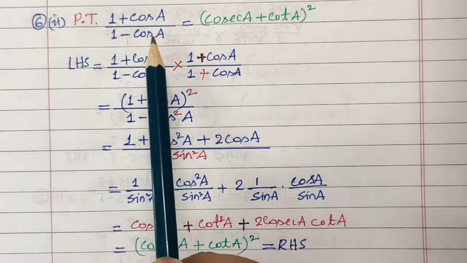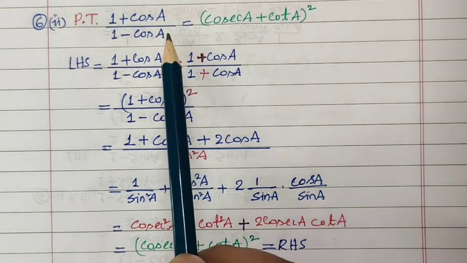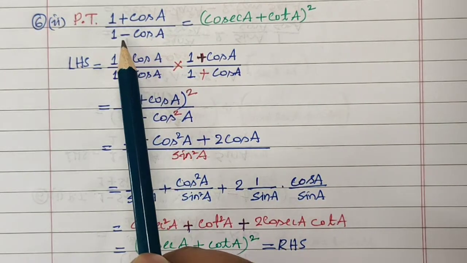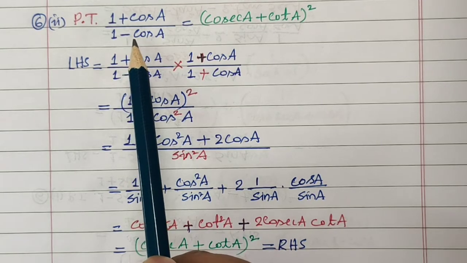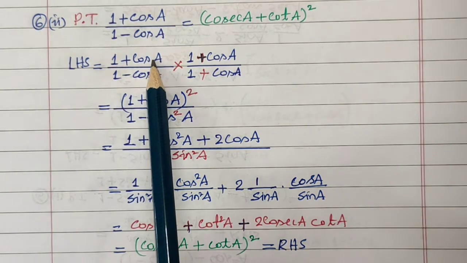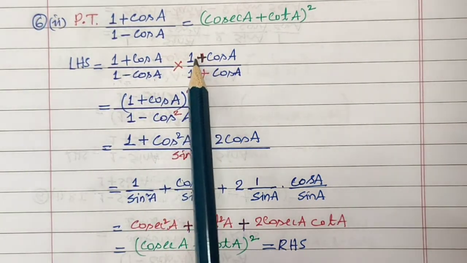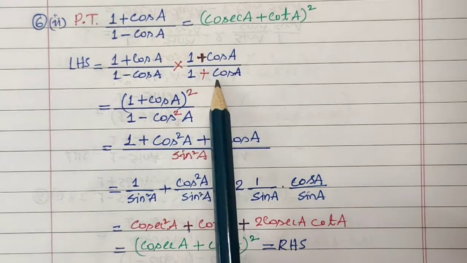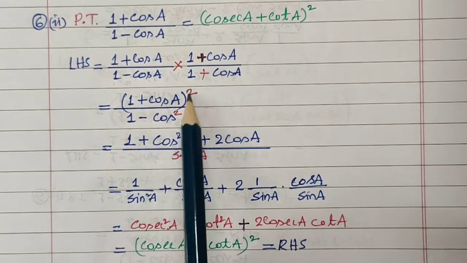Prove that 1 plus cos a divided by 1 minus cos a is equal to cosecant a plus cot a whole square. This is similar to the previous problem. See here there is a minus sign in the denominator. So change the sign of the denominator and multiply both numerator and denominator with this. 1 plus cos a divided by 1 minus cos a multiplied with 1 plus cos a in the numerator, 1 plus cos a in the denominator. So this into this will become 1 plus cos a whole square.